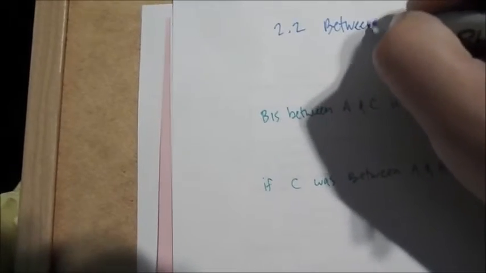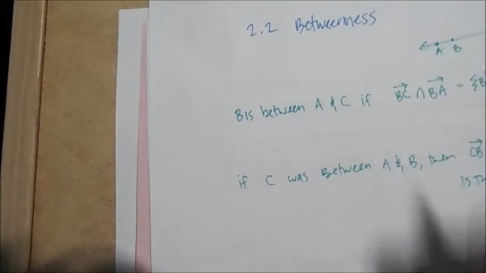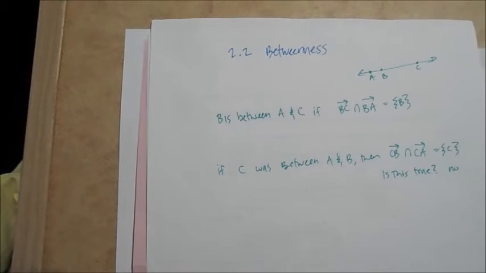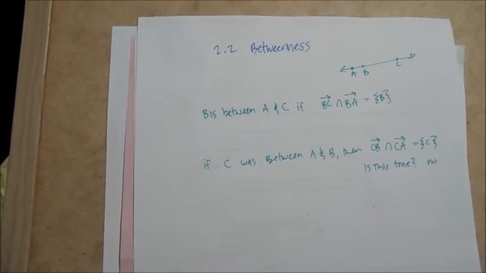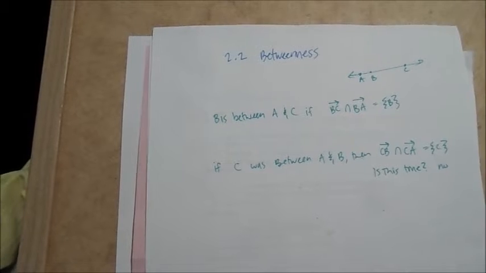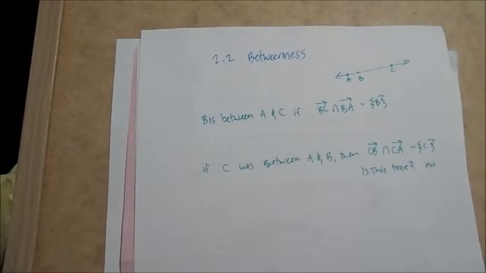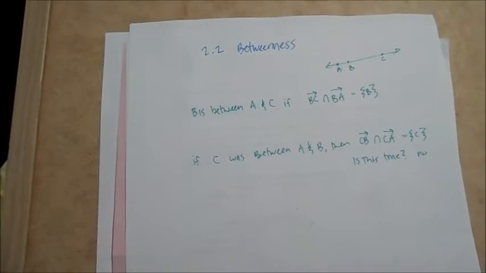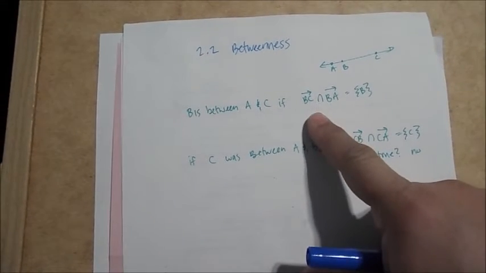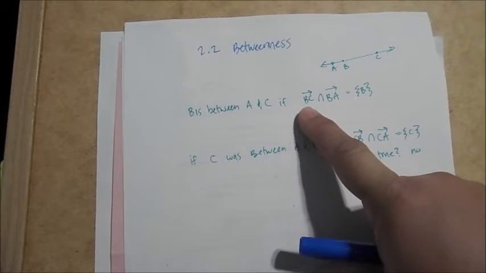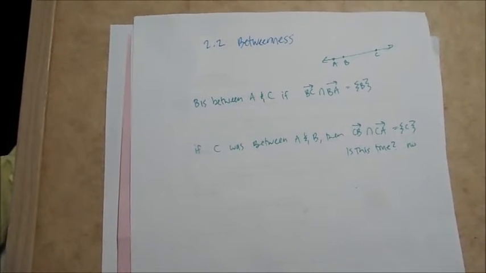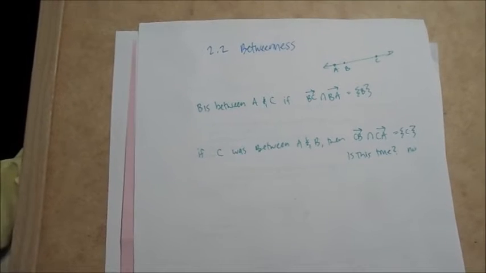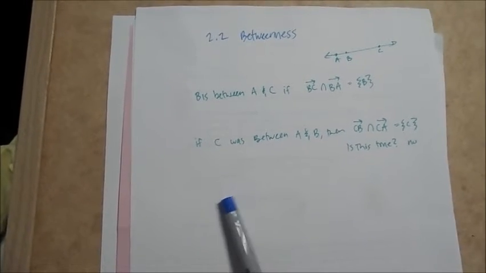All right, we're going to do section 2.2, and it is called betweenness. And I'm going to give you a definition of between. And if you go up to the next chapter, we'll see another definition of between. But there's a few things we have to learn before we can use it. So far, we're only able to use what we've learned from last section, the rays and the intersection, stuff like that.